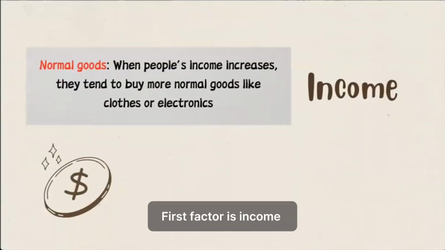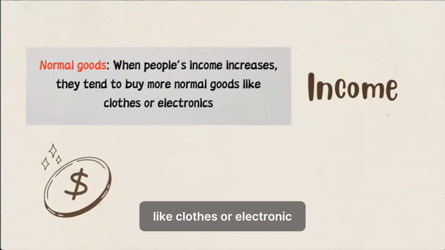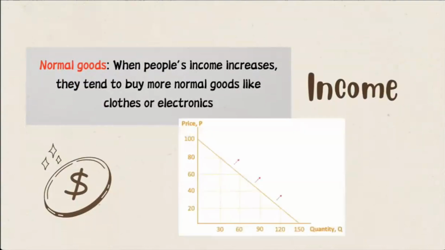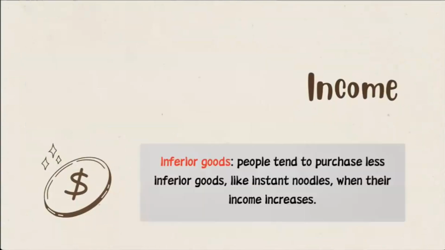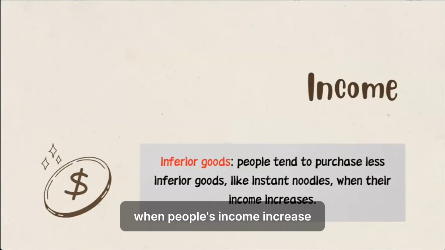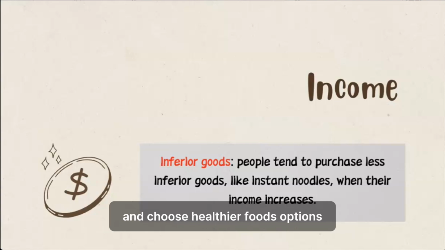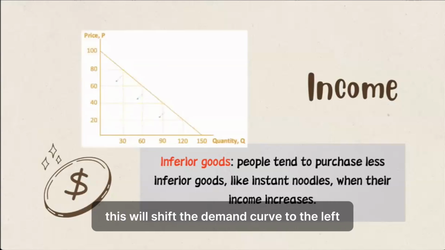The first factor is income. When people's income increases, they tend to buy more normal goods like clothes or electronics. This will shift the demand to the right. On the other hand, demand for inferior goods like instant noodles may decrease. When people's income increases, they tend to care more about their health, which causes them to eat less junk food and choose healthy food options. This will shift the demand curve to the left.